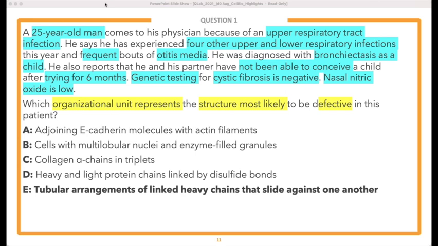Lastly, answer choice A. Adjoining E-cadherin molecules with actin filaments. This would be an example of zona adherens, okay? And this is something you can see in a variety of tumors, but not specific to what's going on here. So hopefully you guys were able to pick up 1 on the diagnosis here, 2 that they were cilia, that was a structure, and 3 the organizational unit of that cilia. So hopefully you can see how this is a nice 3-step question here. Nice job on this question.